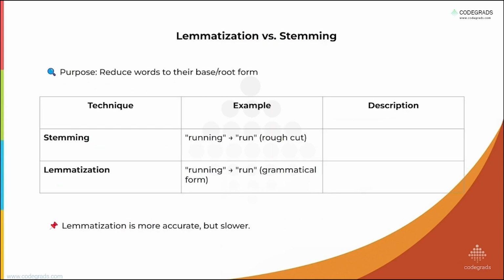Now, lemmatization and stemming are also part of the preprocessing techniques in NLP. They reduce words to their base root form. Stemming is an aggressive pruner, so we try to cut the word here. For example, for running, we get run. It is a rough cut.